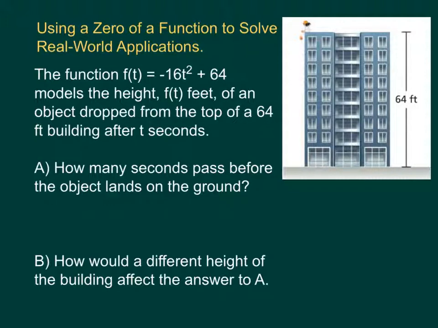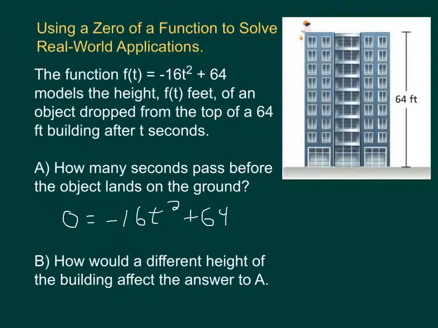So what we're looking to find here is when the height of the object is at ground level, that would mean the height would be 0. So we're really looking to make this function equal 0. What we're looking to do here is find the zero of a function. And so one thing we can do with that is put 0 in for f of t. We have 0 equals -16t squared plus 64.